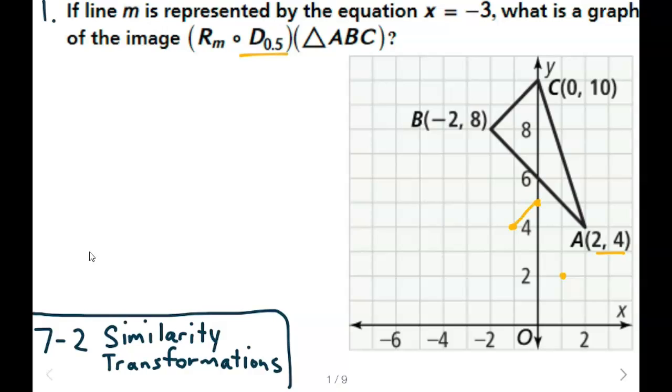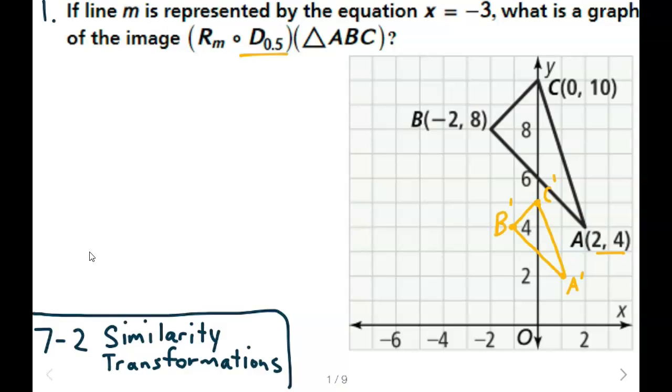So we have this new triangle where each side is half as big as it used to be because the scale factor was 0.5. I guess I'll use primes here to notate the new ones.